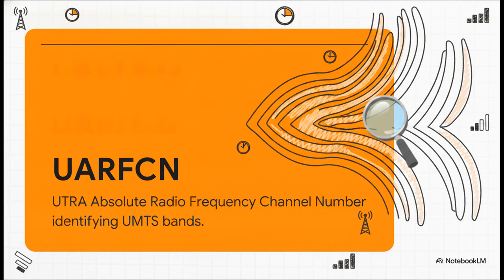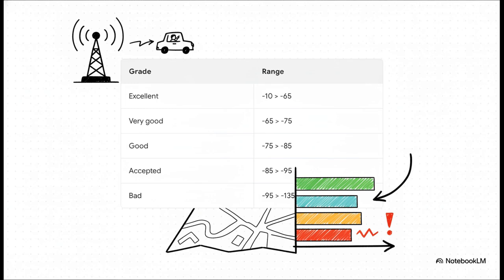Yeah, I know, it's a total mouthful, but all it really does is identify the exact frequency channel being used in the UMTS bands. It tells the engineer exactly which tiny slice of the radio spectrum they're looking at. Okay, once we know our frequency, we need to know the power. For that, we look at the Received Signal Code Power, or RSCP.